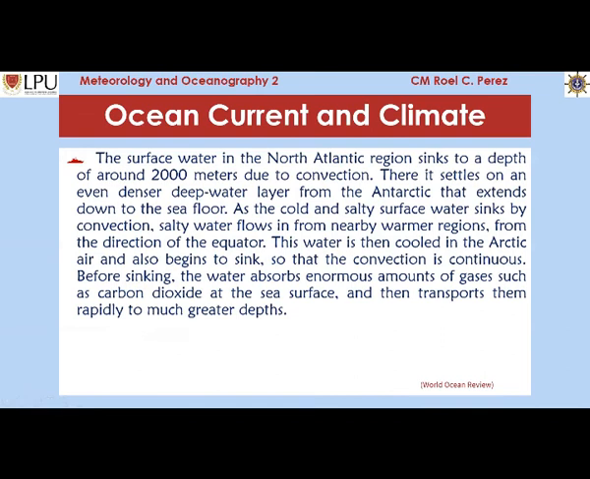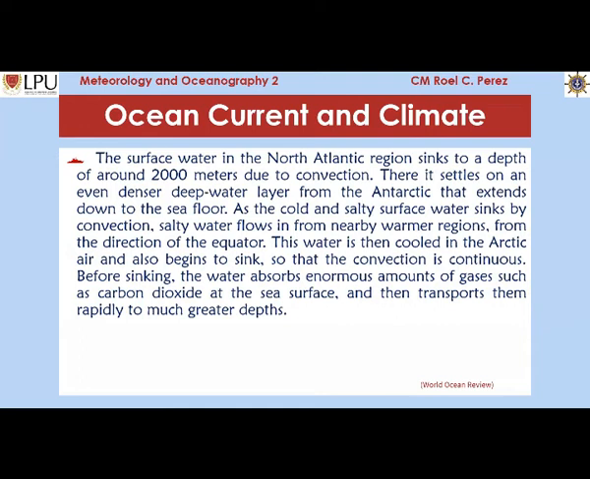The surface water in the North Atlantic region sinks to a depth of around 2,000 meters due to convection. There it settles on an even denser deep water layer from the Antarctic that extends down to the seafloor. As the cold and salty surface water sinks by convection, salty water flows in from nearby warmer regions from the direction of the equator. This water is then cooled in the Arctic air and also begins to sink, so that the convection is continuous.